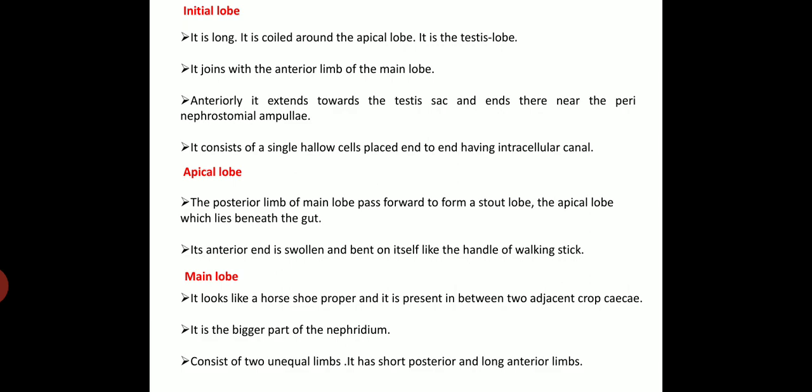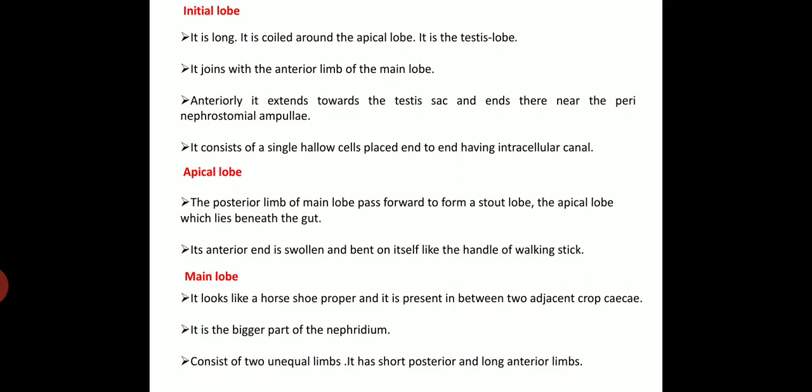Next is the apical lobe. The posterior limb of the main lobe passes forward to form a stout lobe, the apical lobe, which lies beneath the gut. Its anterior end is swollen and bent on itself. It looks just like the handle of a walking stick, the apical lobe.